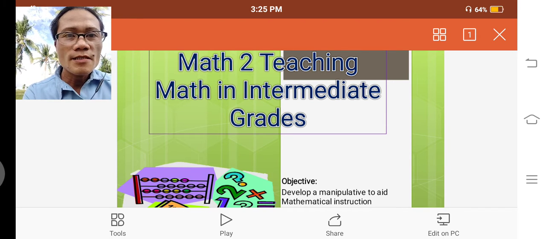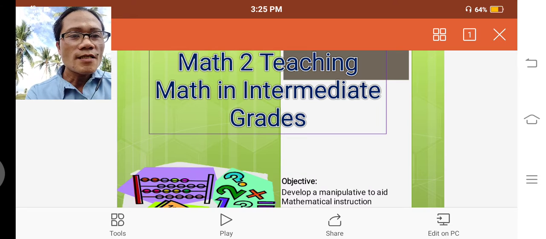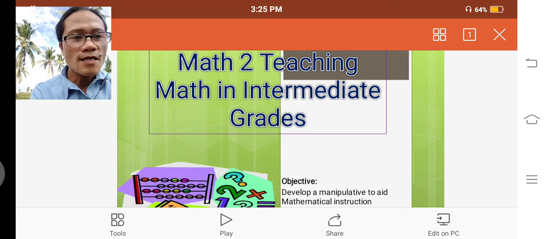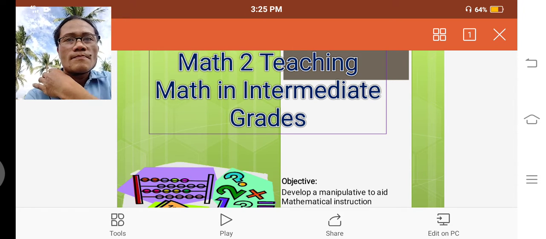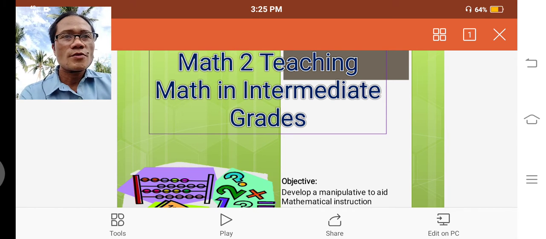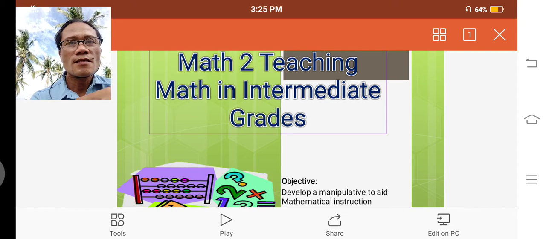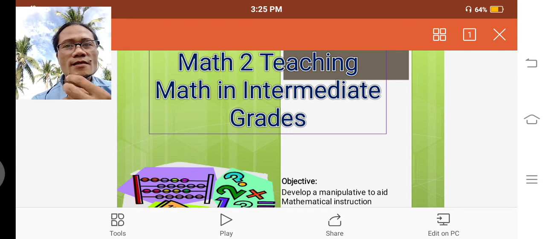By the way, my name is Raymond Talde. The objective of my report is to develop a manipulative to aid mathematical instruction. Introduction. Mathematics is an abstract subject, which is why many students find it difficult. One way to concretize mathematics for young learners is through the use of manipulatives.